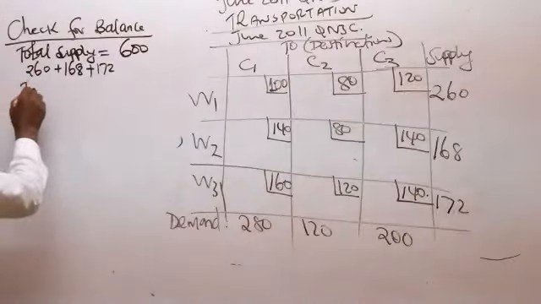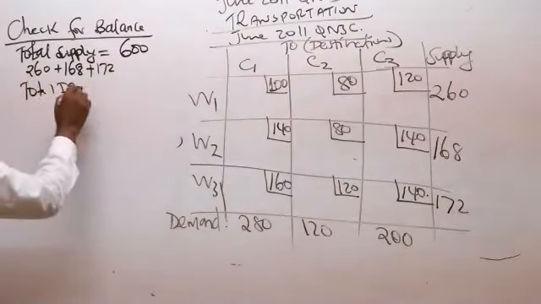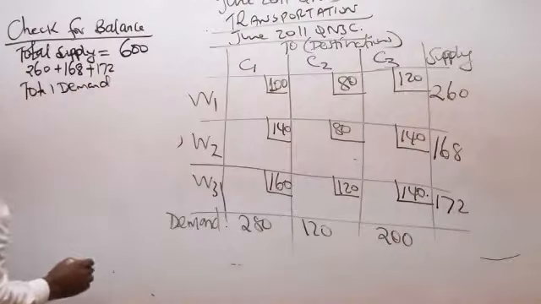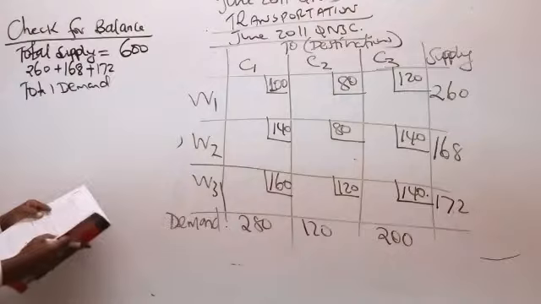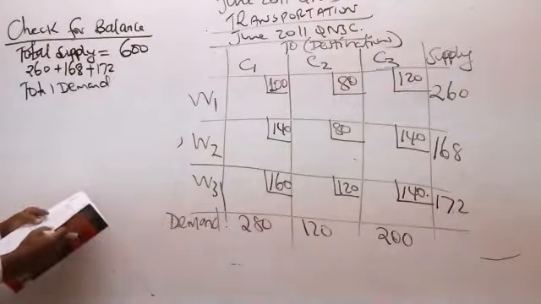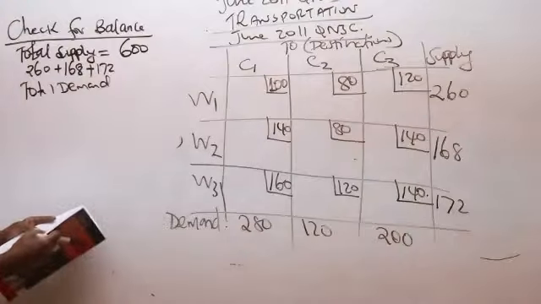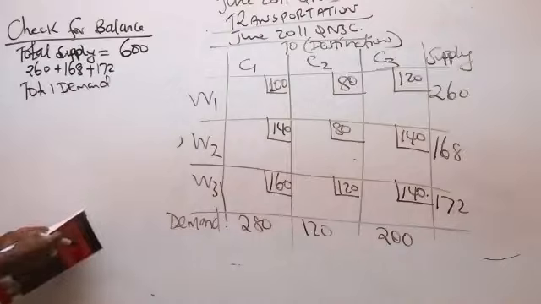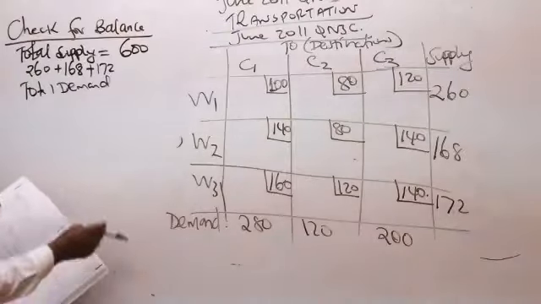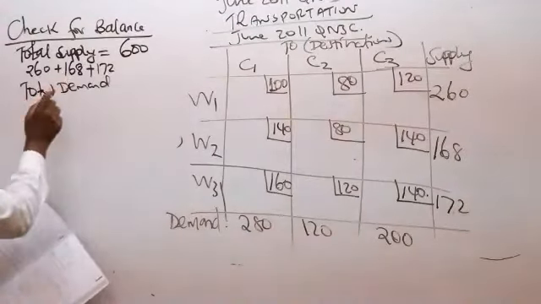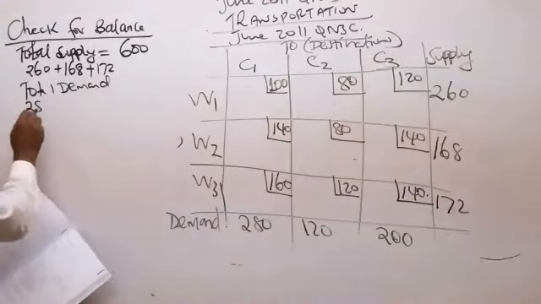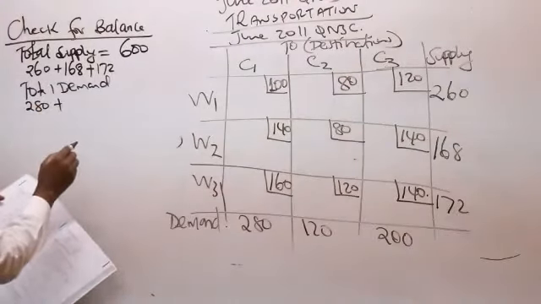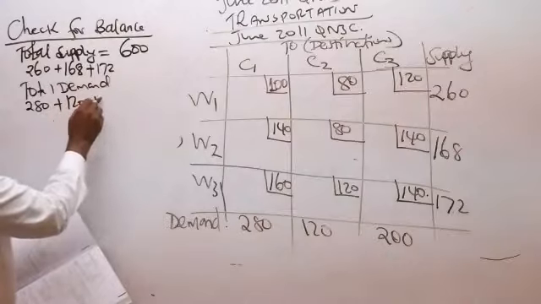From there, we have the total demand. So, ladies and gentlemen, what do we have for total demand? I can see the destinations there, which are my customers. I can see my destination requirements. Customer 1 is 280, customer number 2 is 120, customer number 3 is 200.